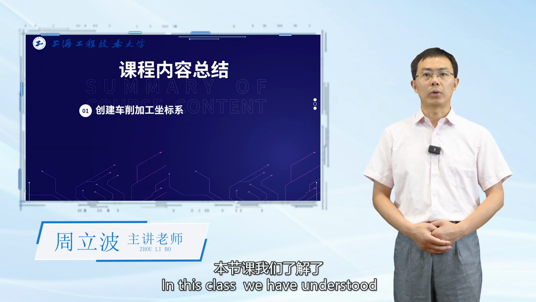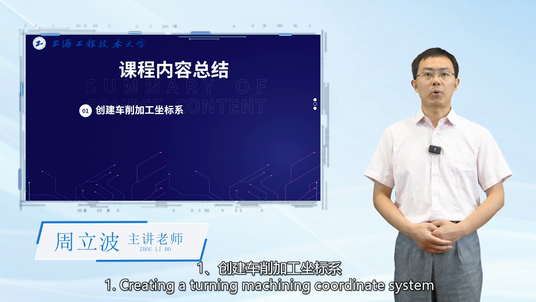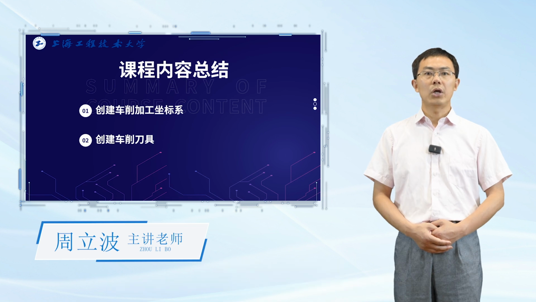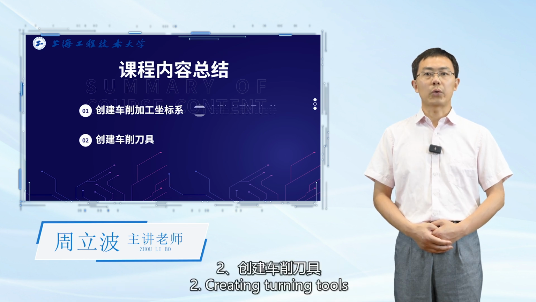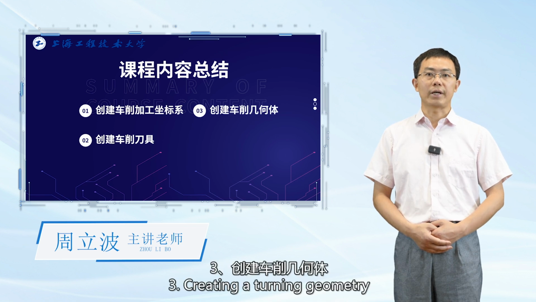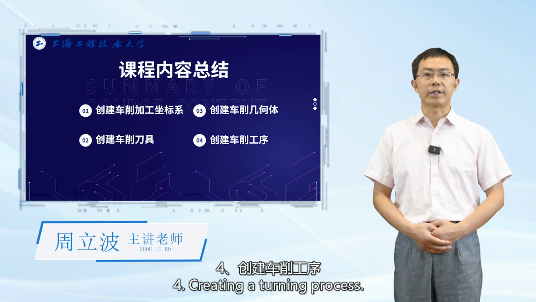In this class, we have understood: 1. Creating a turning machining coordinate system. 2. Creating turning tools. 3. Creating a turning geometry. 4. Creating a turning process.